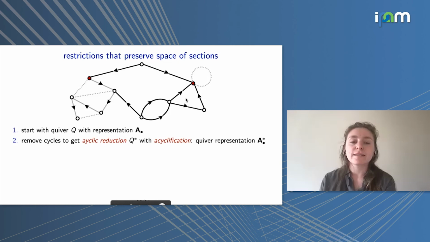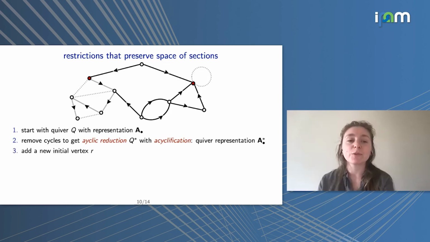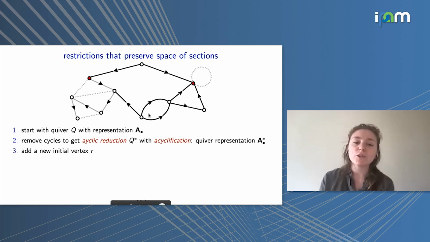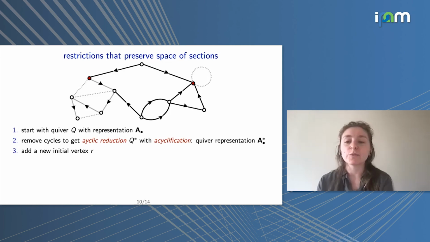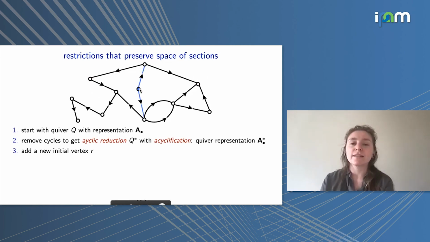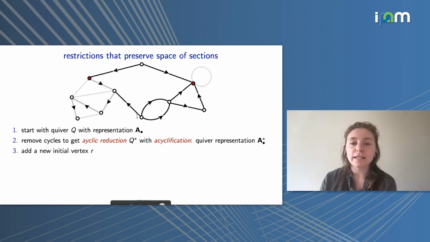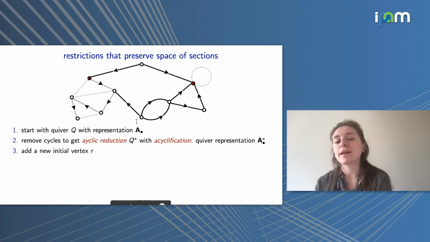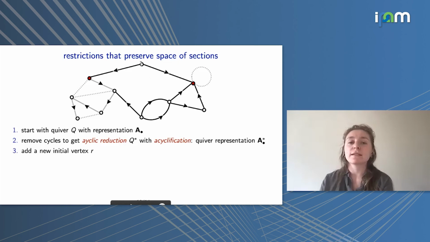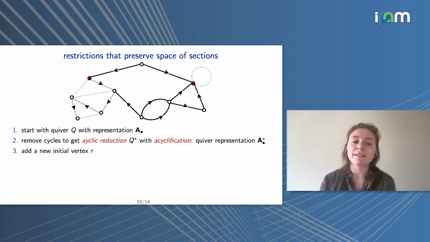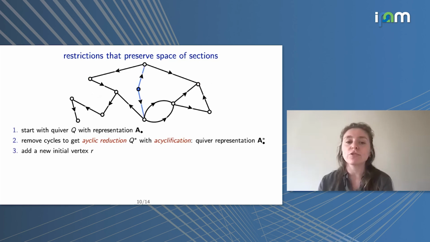Okay, so that's step 2. Step 3 is to add a new initial vertex R, which will be our root. So here's the acyclic reduction, but if you look here, there are 2 vertices that have no incoming arrows. So this vertex here has no incoming arrows, and also this one has no incoming arrows. So we want to have just a single root, like we had in these easier examples. So we can just introduce a root.